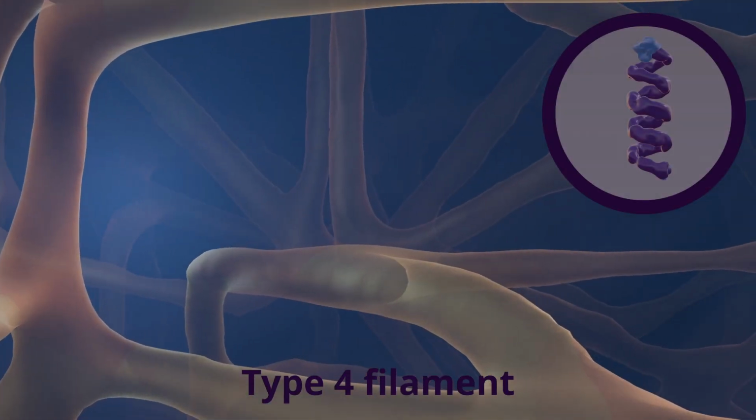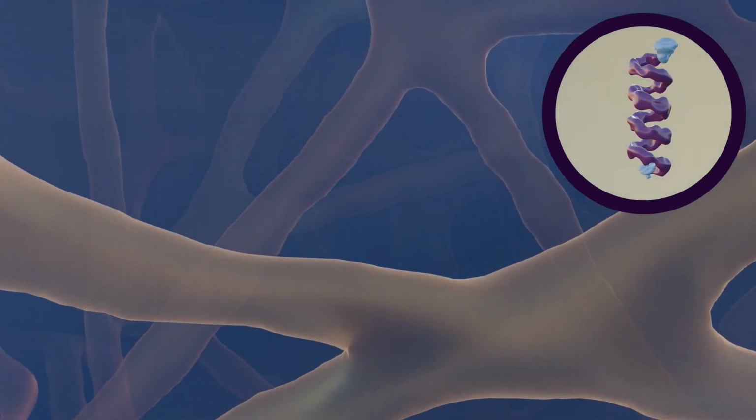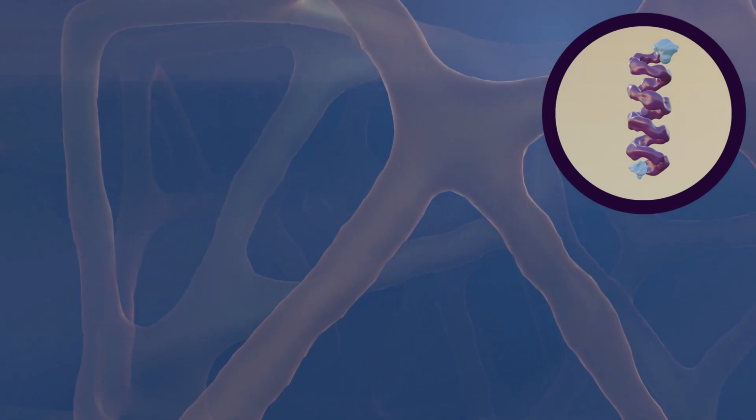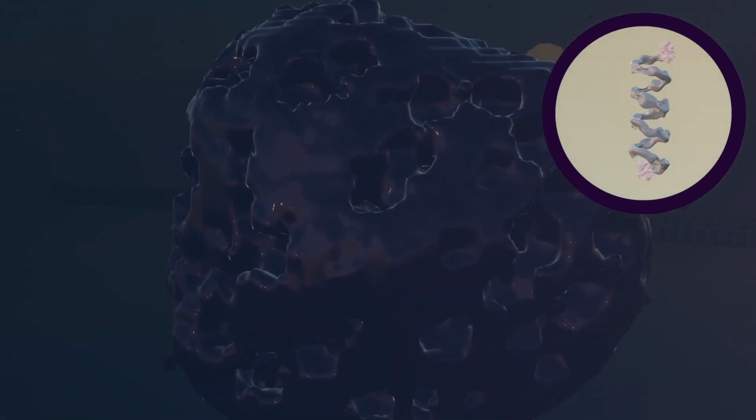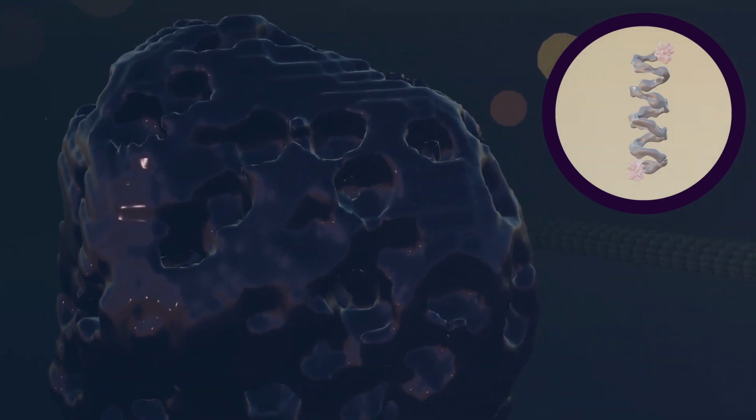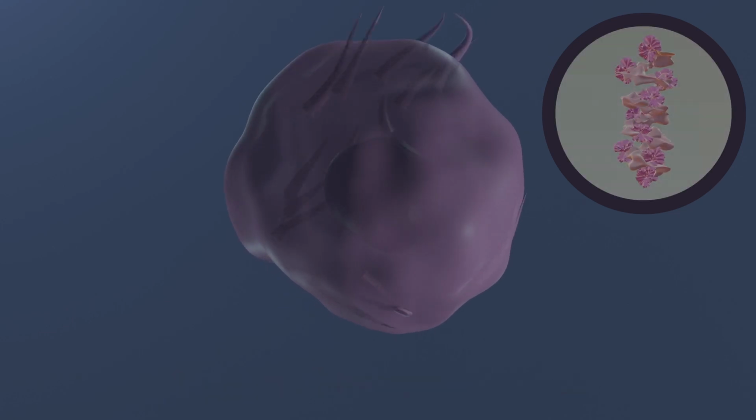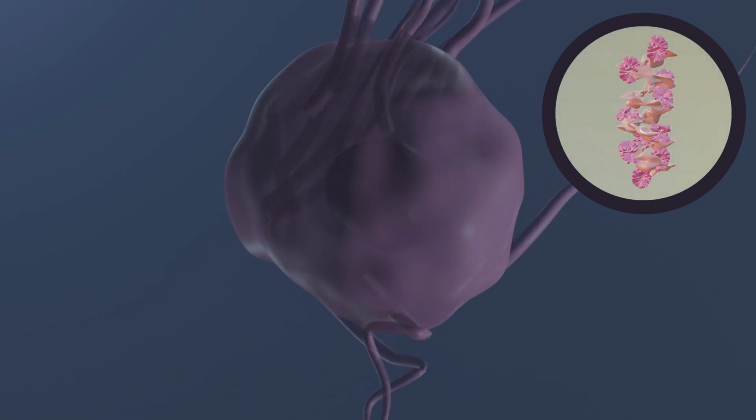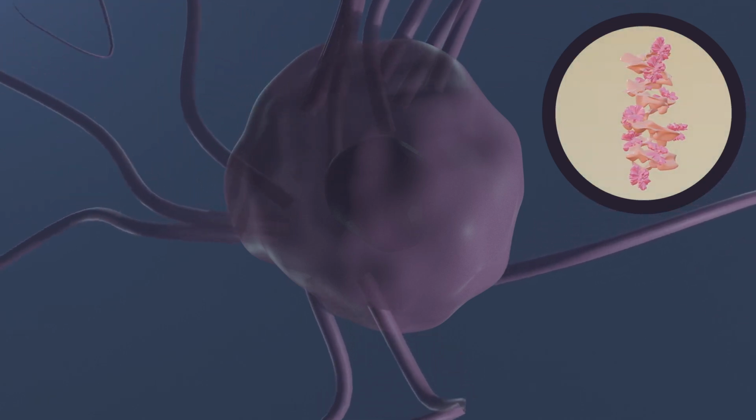Now moving on to type 4 filaments. They are also mostly found in neural cells. Then we have type 5 filaments, which we find, for example, within the nuclear membranes of the cell core. Lastly, we have type 6 filaments, and the only protein found so far belonging to this group is called nestin, and they are found within early developing neurons.